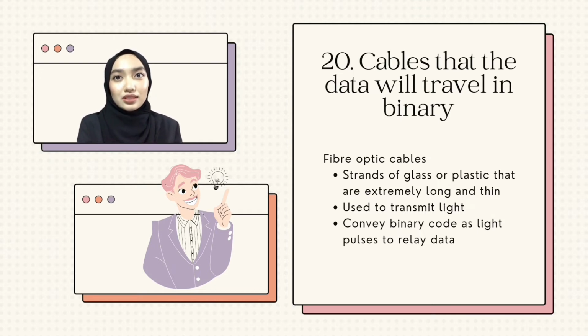Furthermore, there are the cables that the data will travel in binary. Fiber optic cables are made up of strands of glass because they are extremely long and thin, often thinner than a human hair, and are used to transmit light. These strands convey binary code as light pulses to relay data. Transponders at both ends of the cable convert data to light and light back into data.